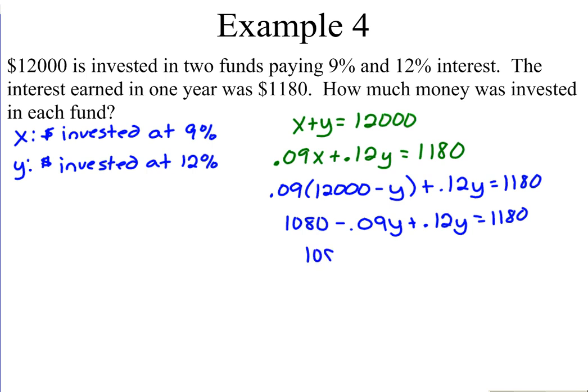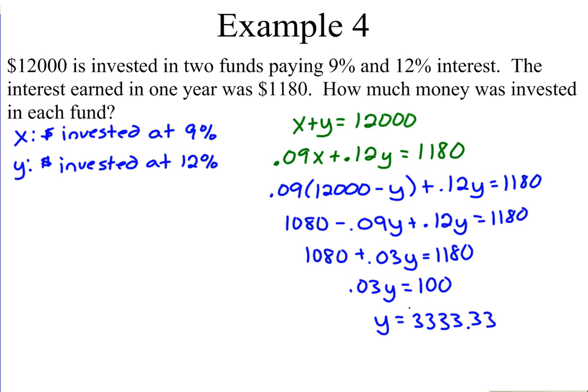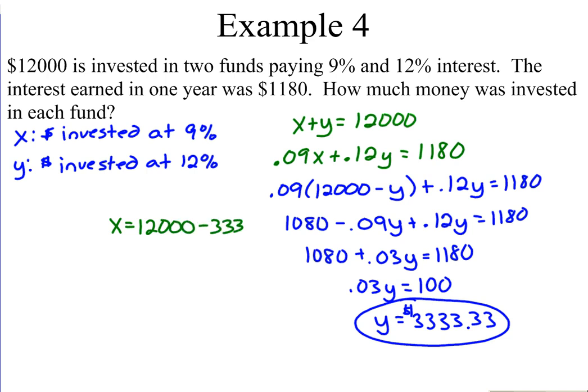Collect like terms. We get 0.03y equals 100, and y is equal to $333.33. What is y again? Y is defined up here. It's the amount that we invest at 12%. So there's y. Plug back in and find what x is. We know x is 12,000 minus y. X is going to be $8,666.67.